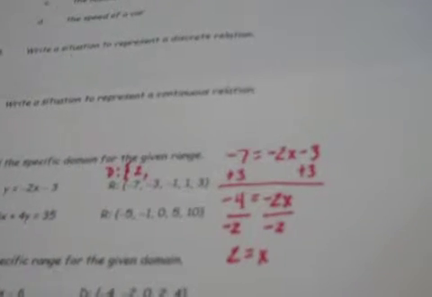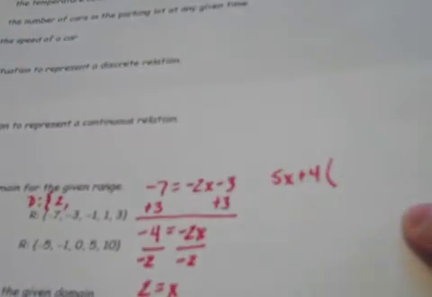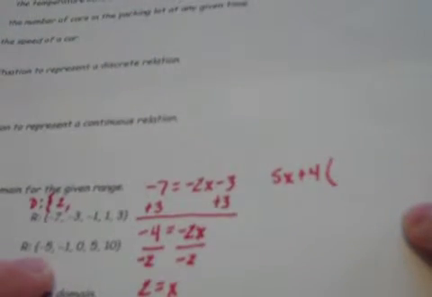I'll do the first one with you. So this time we have 5x plus 4y equals 35. So 5x plus 4 times my y value. Well, the first y value, the first range you're given is -5. So plug in the -5, and that's supposed to equal 35.